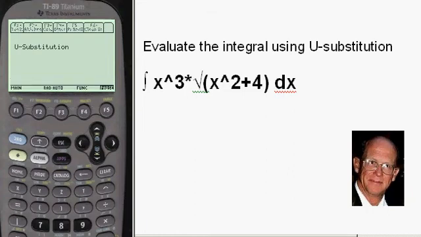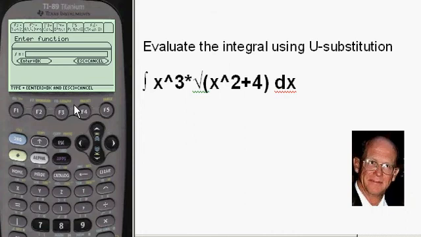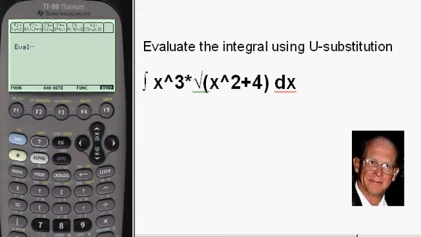And we press enter, and we're going to enter the function here, okay? Press alpha first, alpha x cubed, times second, and the x here is the square root sign for the Titanium, x squared plus 4. And I always give you a chance to change it in case you made a mistake.